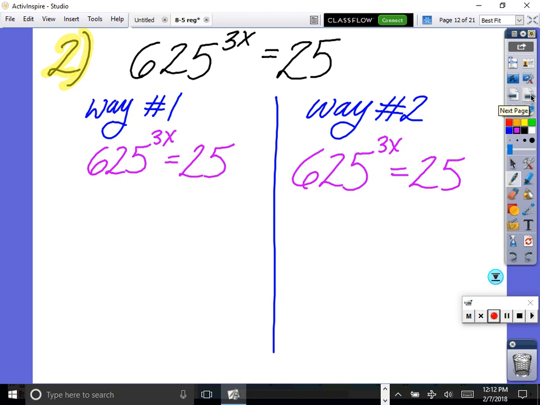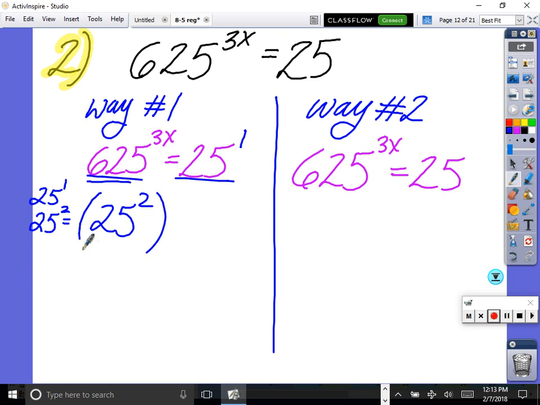Okay, do this one however you want. The first way or the second way. Ready, set, go. Here we go. So way number 1, to get these as the same base, 625. You'd say, okay, well this is 25 to the first, isn't it? Let's see if we can write this as base 25 maybe. So 25 to the first is 25. 25 squared is 625, everybody. So then we have 25 squared raised to the 3x. You see how they're equivalent? Equals 25 to the first.